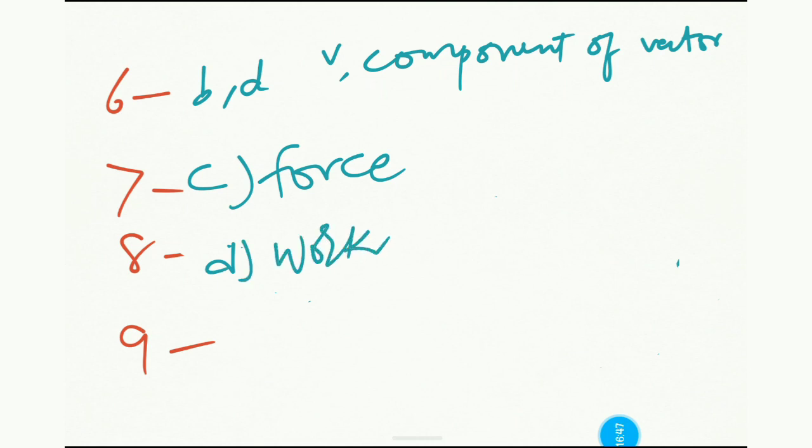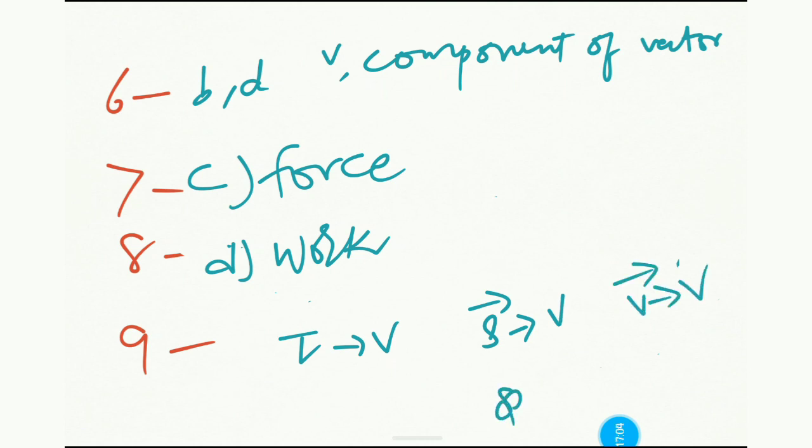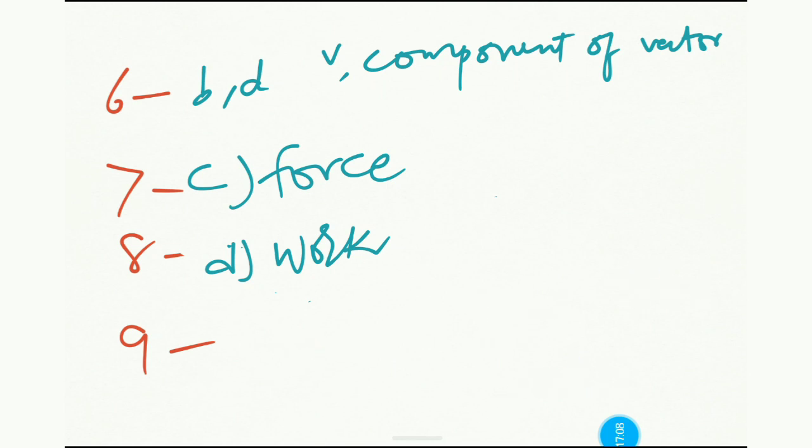Okay, next, ninth question. Among the following, which quantity is not a vector? That means they are asking for a scalar quantity. First is torque. So torque is a vector quantity. Next, displacement is also a vector quantity. Velocity, vector quantity. Speed is a scalar quantity. So the answer to this question is speed, option D.